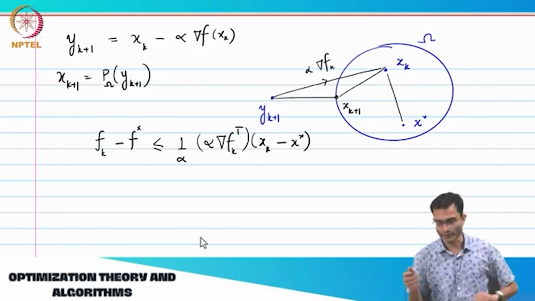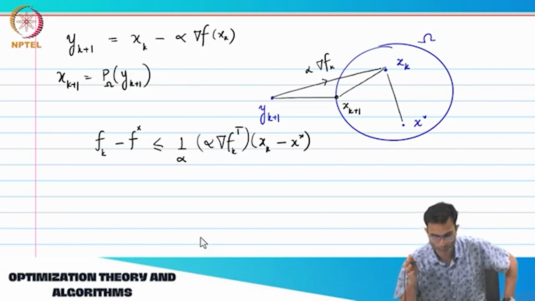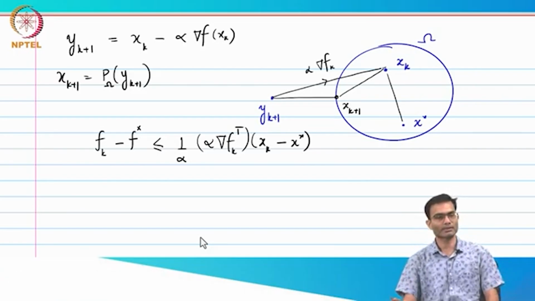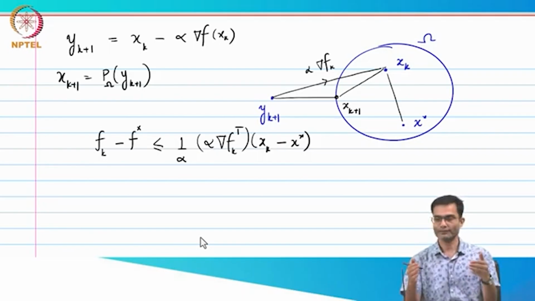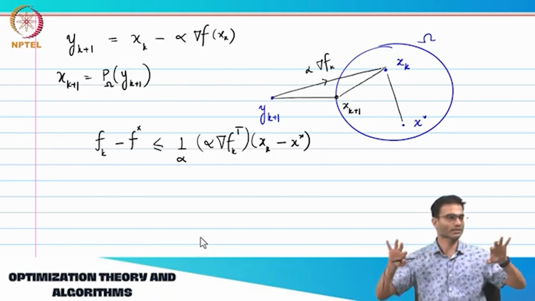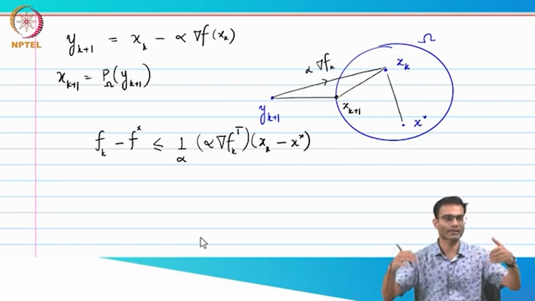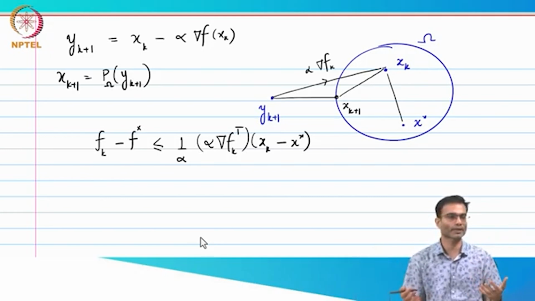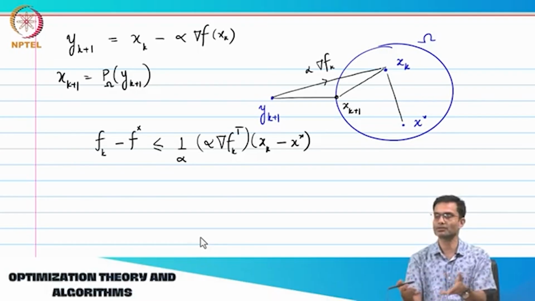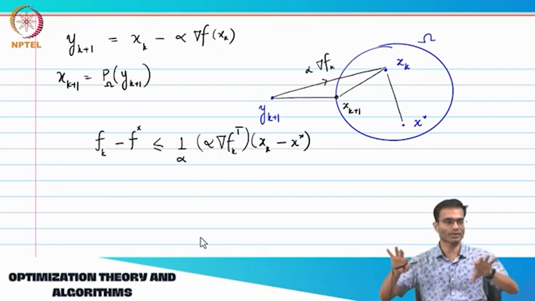Now I have two vectors: alpha times grad f transpose, which I have sketched over here, and the other vector is xk minus x star, and I have the inner product of these two. I want to separate them in a way that I can work with them, because if I just sum this, I'm not going to get anything interesting. If I telescope this series, the right hand side summation is not going to be anything that I can work with. So I need to somehow split these into separate terms.